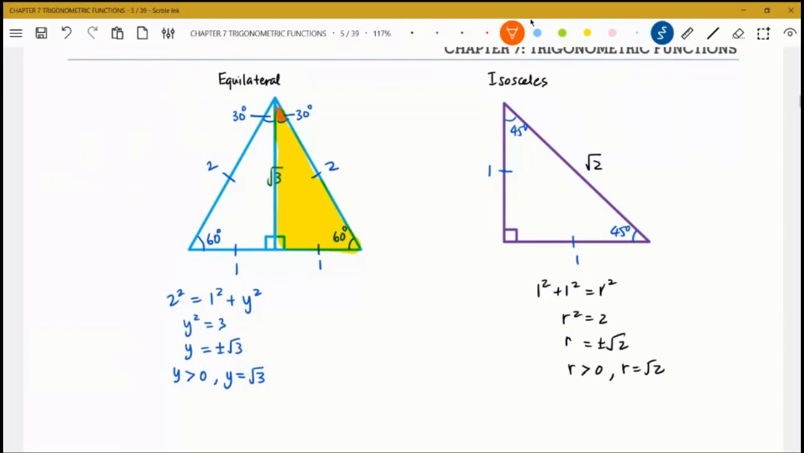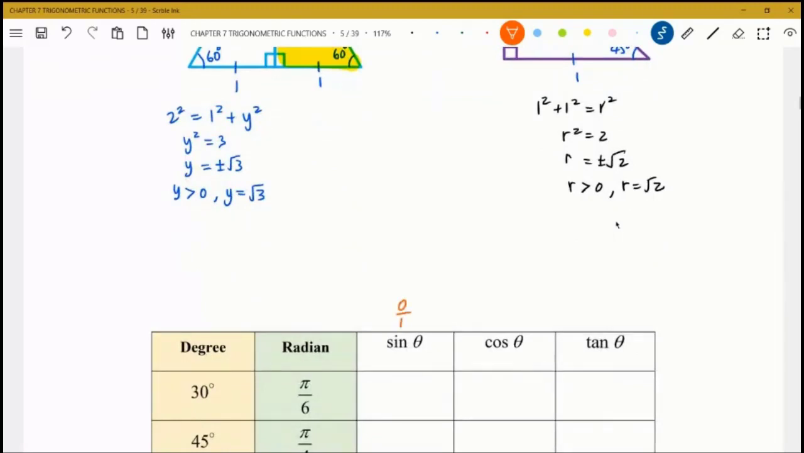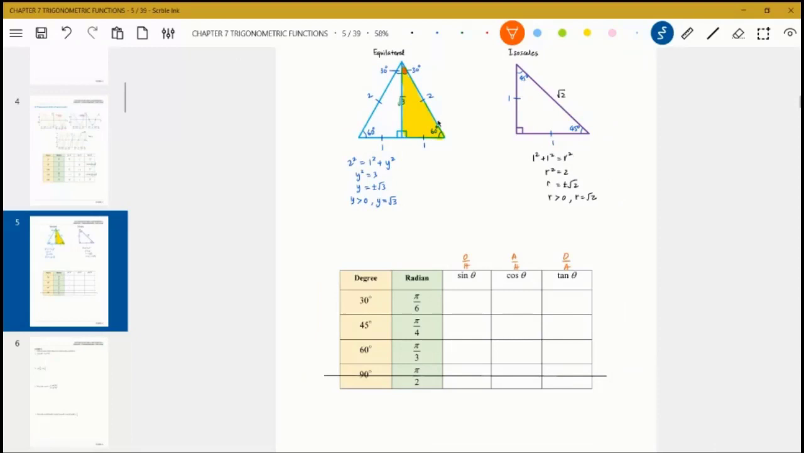So opposite dia adalah 1, adjacent dia adalah square root 3. And then hypotenuse dia adalah 2. Okay, untuk dapatkan sine, cos dan juga tangent, ini adalah opposite over hypotenuse, adjacent over hypotenuse, opposite over adjacent. Okay, so untuk 30 degree, opposite over hypotenuse adalah 1 over 2. And then for the cos, adjacent over hypotenuse will be square root 3 over 2.